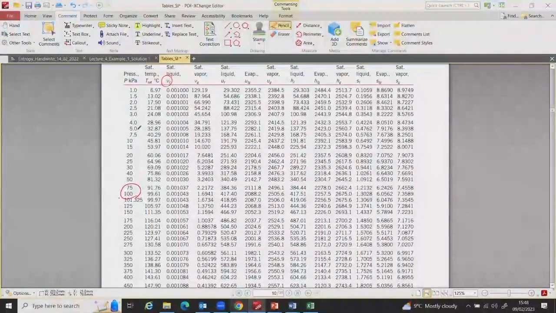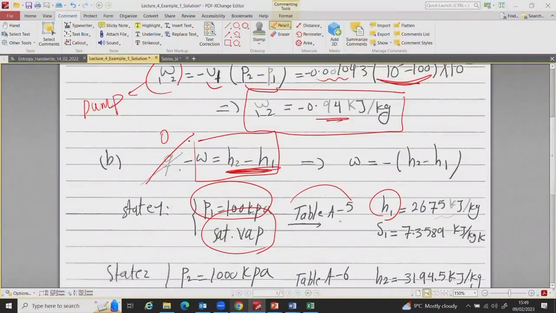And H value is HG. This HG is this guy here. And this is what I write here. Oh, by the way, it's very important again.